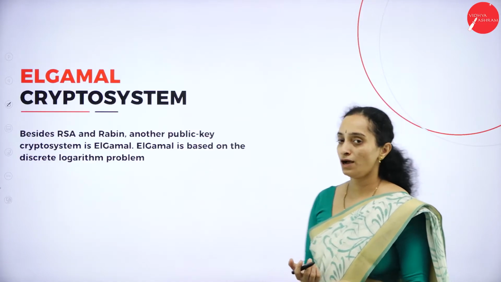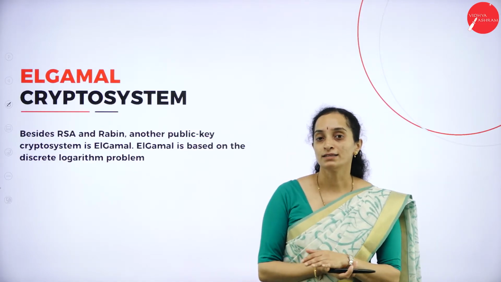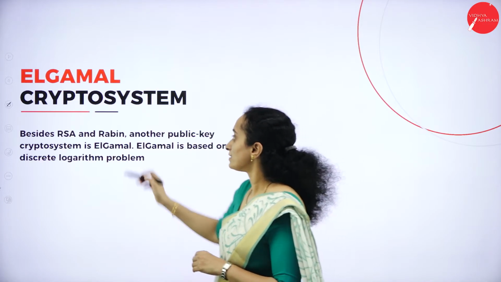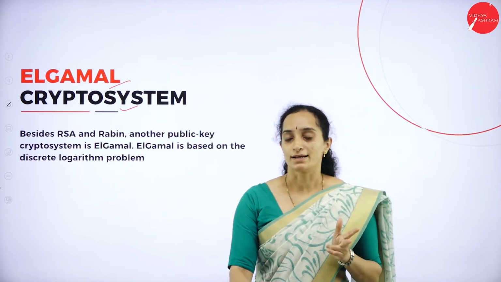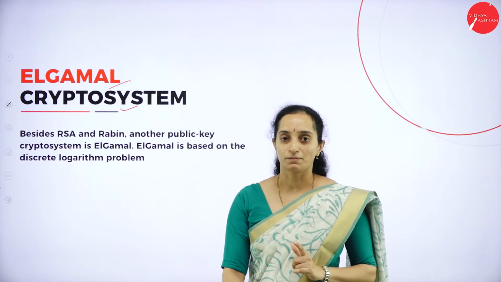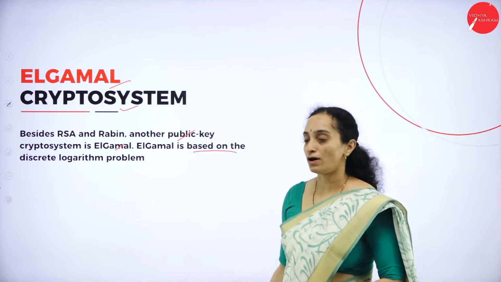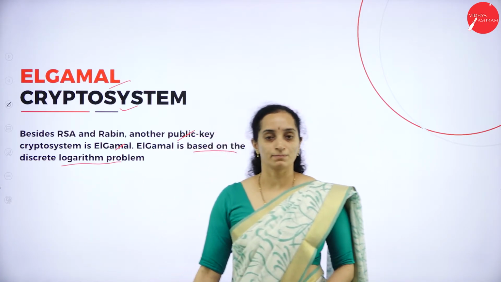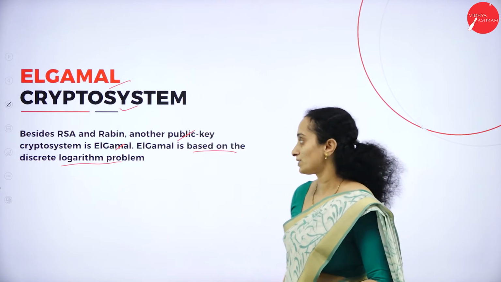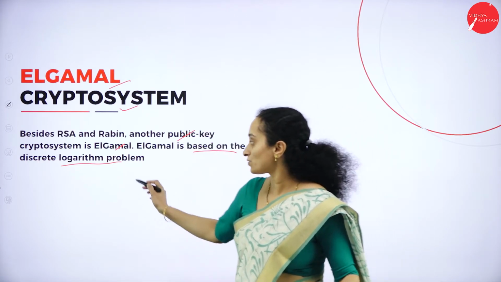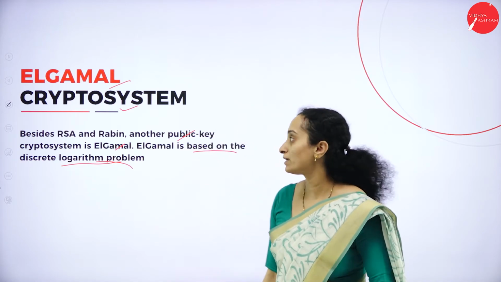Okay. Now let's move on to another type of cryptosystem, that is the ElGamal cryptosystem. What is the difference between ElGamal, RSA and the Rabin cryptosystem? ElGamal is based on the discrete logarithmic problem. About these congruences and logarithms, I'll tell you in the next sessions.